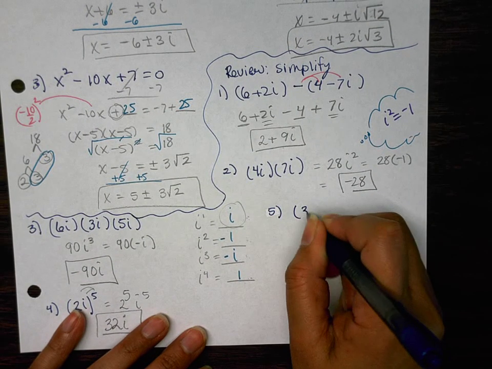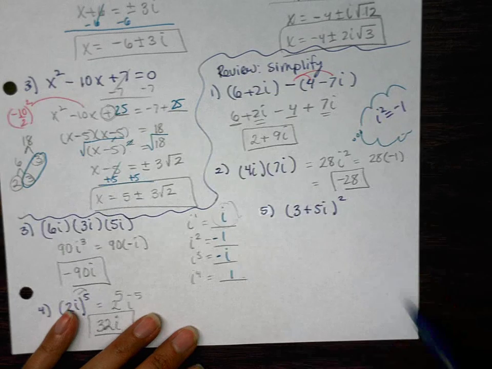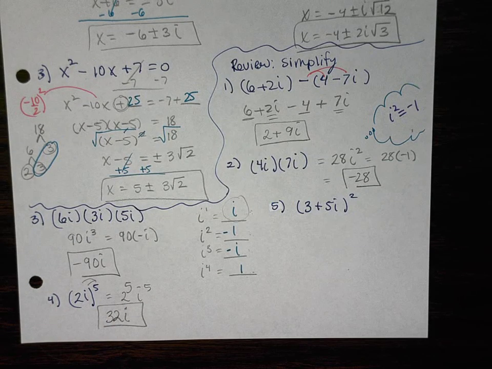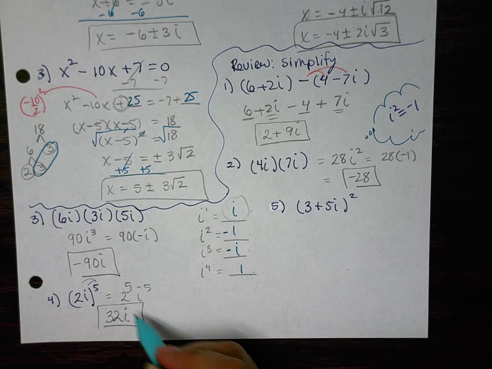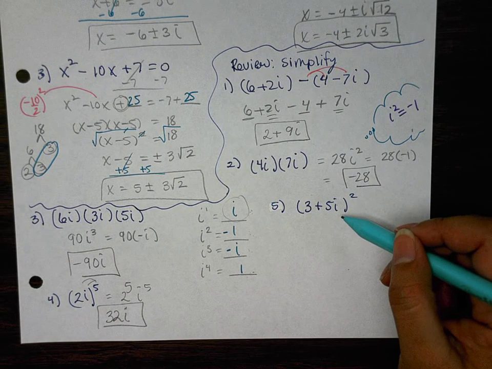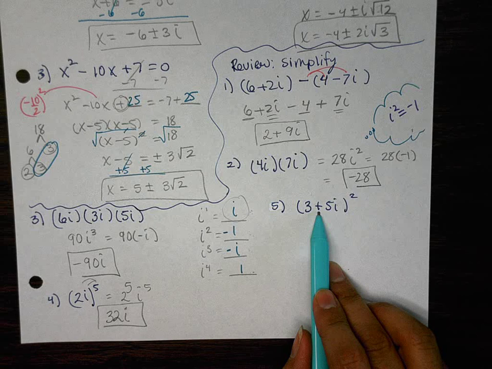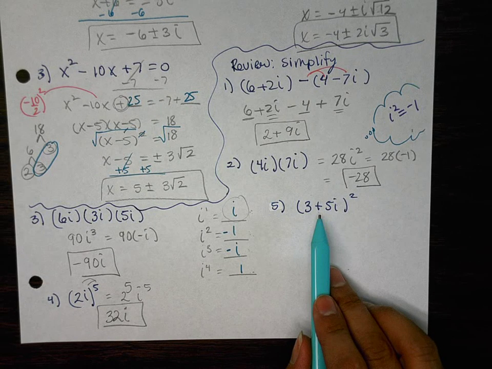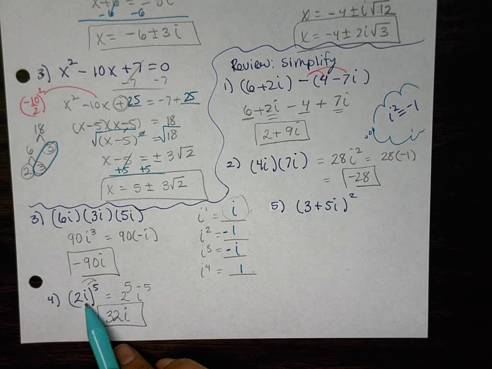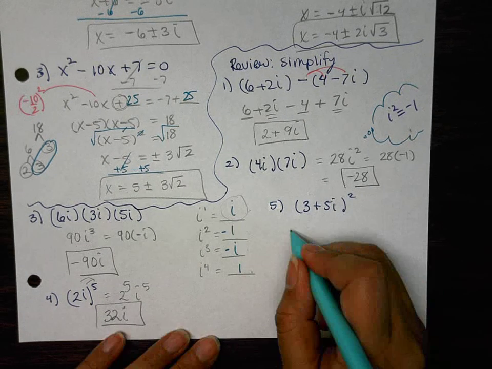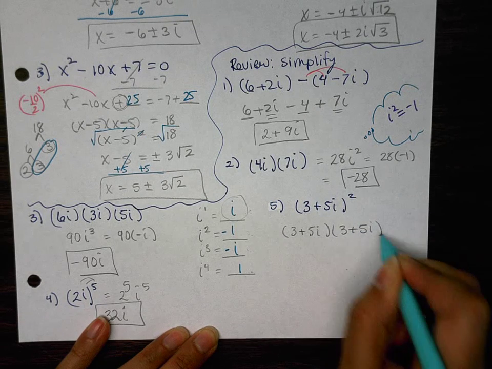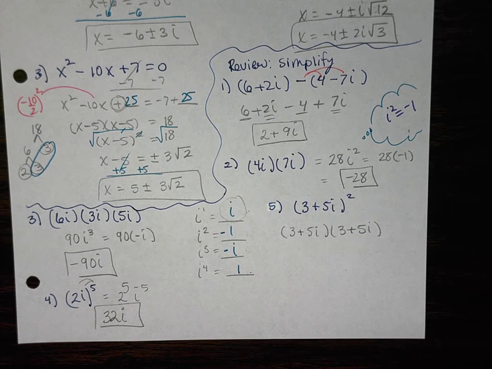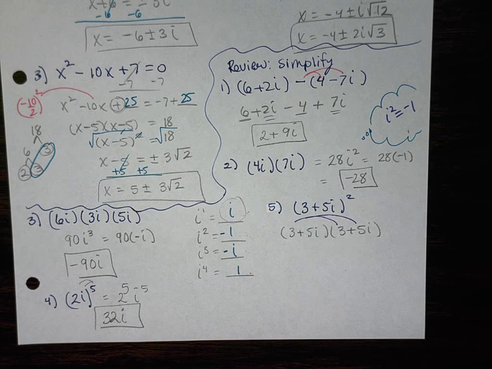3 plus 5i quantity squared. Now, remember what I just said on number 4. On this one, is it okay to distribute the exponent? Why was I allowed to on number 4, but I cannot do it on number 5? Because there's a plus or minus inside the parentheses. If it's a binomial, trinomial, or anything larger than a monomial, I'm not allowed to. 3 plus 5i times 3 plus 5i. I'm going to have you guys do that really quick. Double distribution or window method for those of you that like the window method.